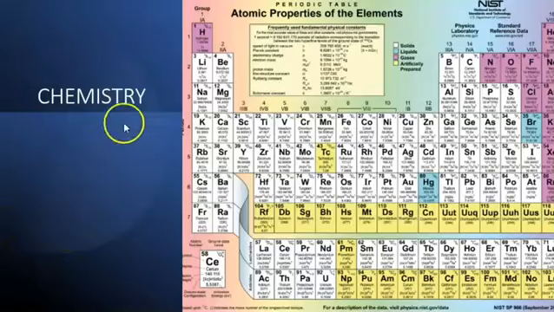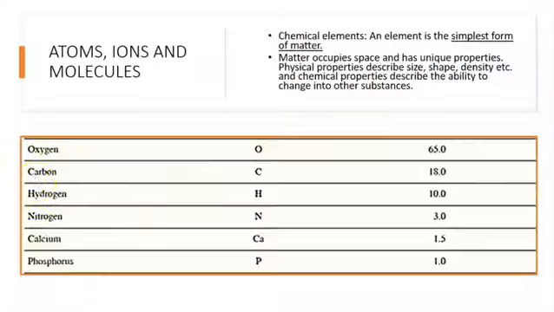Okay, we're going to start with chemistry, and the first item that we have is atoms, ions, and molecules. So let's start with a chemical element. An element is the simplest form of matter. Matter occupies space and has unique properties.